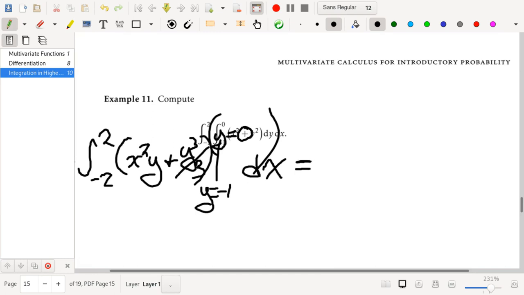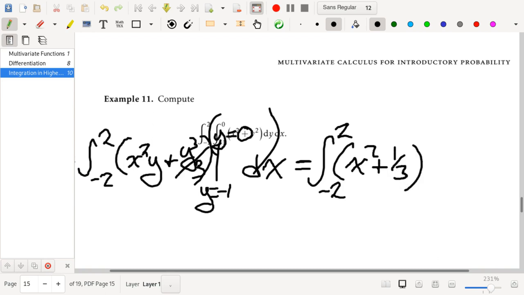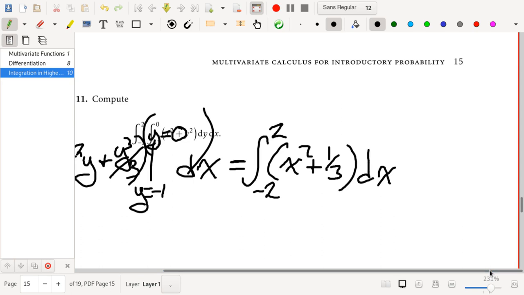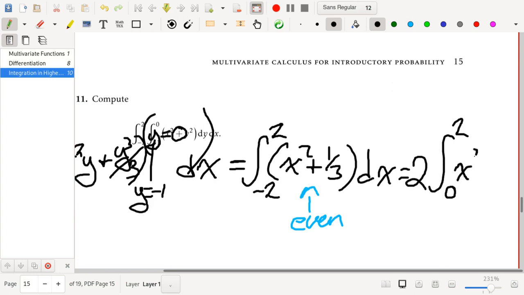And this is going to be the integral from negative 2 to 2. Let's see, at the upper limit y is 0, so we're just going to end up with x squared plus 1/3. That's what that evaluates to. Let's keep going and compute this integral too. Actually, this is an even function, and we're computing its integral over a symmetric region. So this will be 2 times the integral from 0 to 2 of x squared plus 1/3 dx.